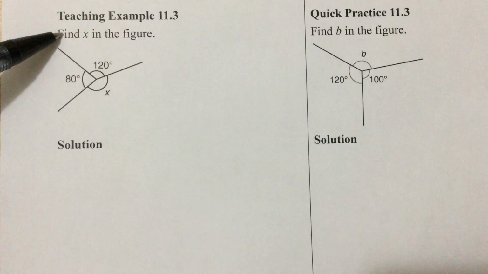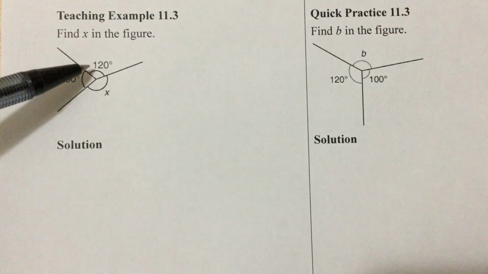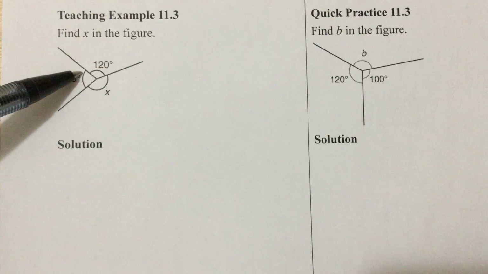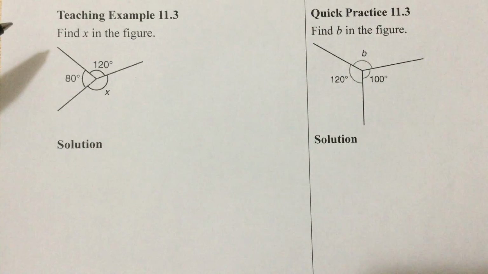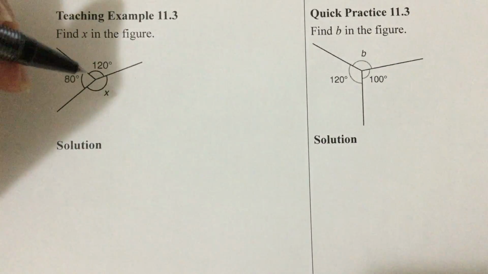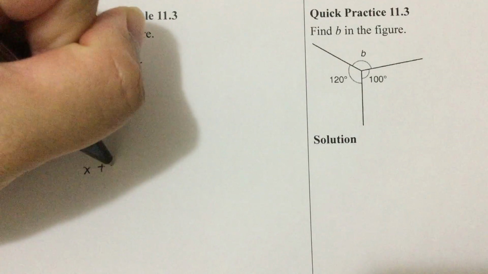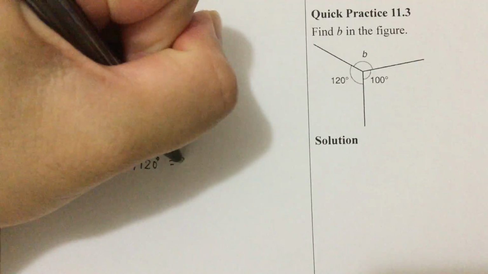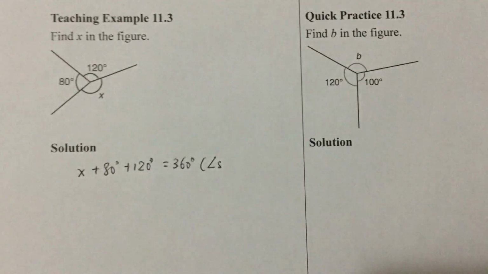You will see find x in the figure. Obviously, you will see this one is the point we have, and we include all these three angles. One is x, one is 80, and one is 120. We add all these three angles together and you will get 360 degrees, not 180 degrees. So make sure that you get it correct. So you have x plus 80 degrees plus 120 degrees equals 360 degrees. This is all angles, okay?